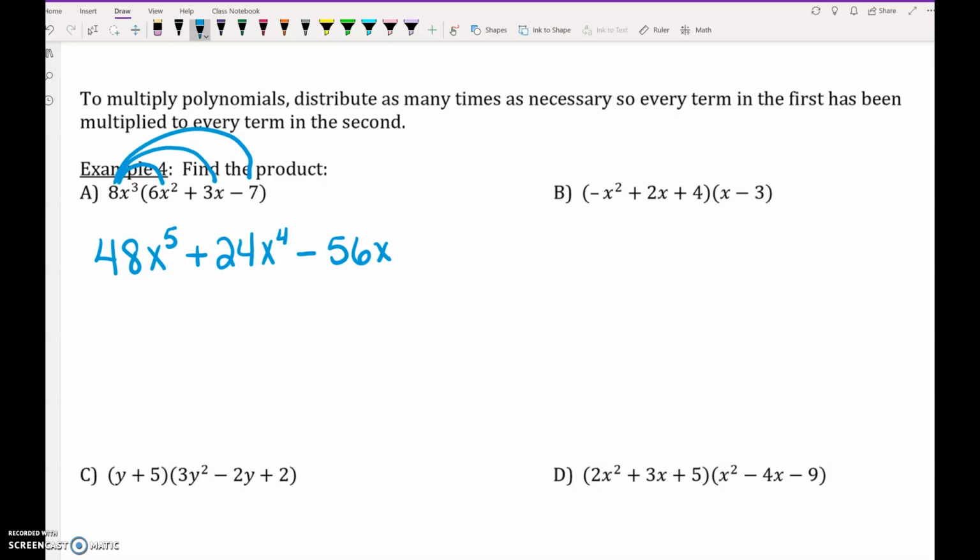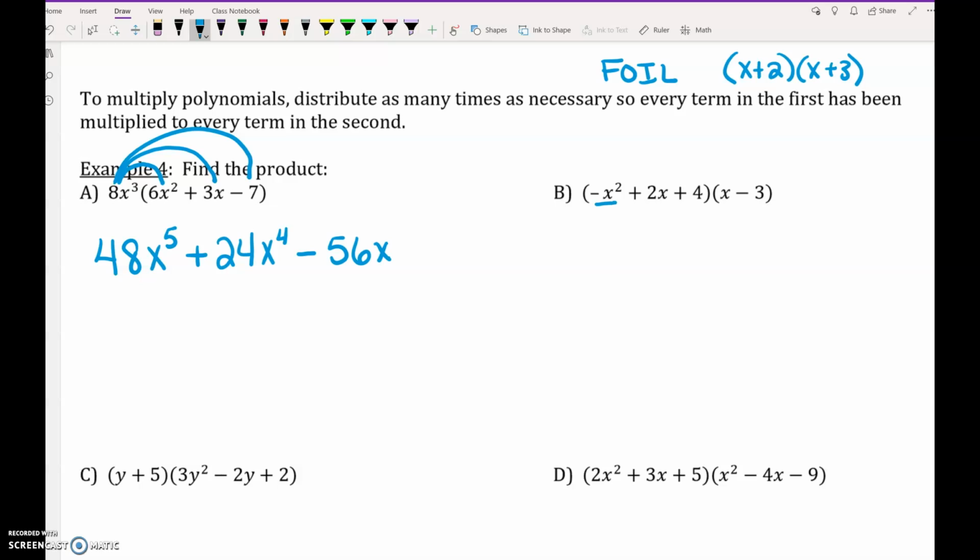I don't know if I've ever mentioned it in this class before. Do you remember the term FOIL? Have I talked about how I hate the word FOIL? Yes. Okay. FOIL is a 4-letter F word. It only works if you're doing something like x plus 2 times x plus 3. It only works if you have a two-termed polynomial, a binomial, times another binomial. So in example B, FOIL is not going to help us. FOIL is a fancy way of saying distribute as many times as you need to.